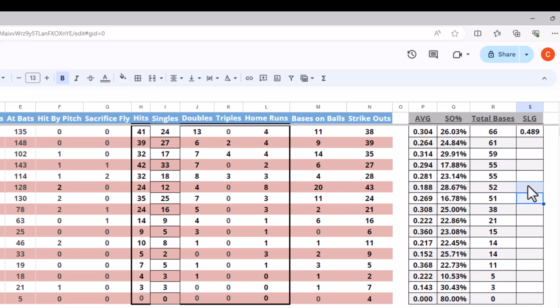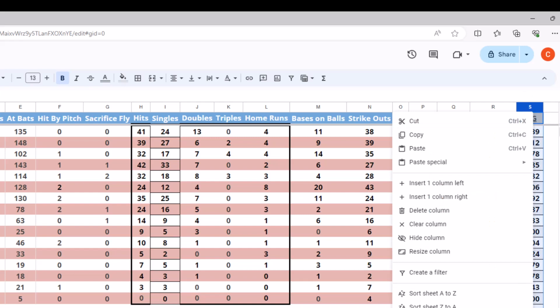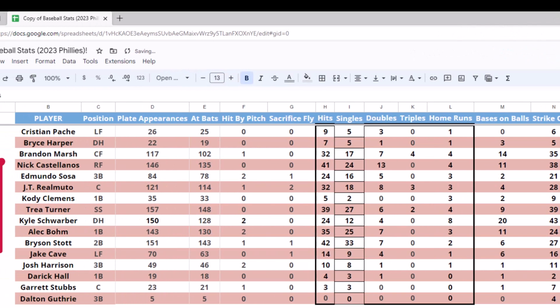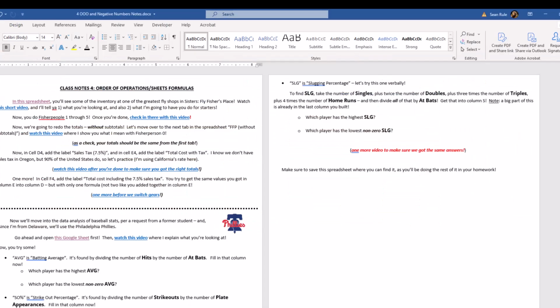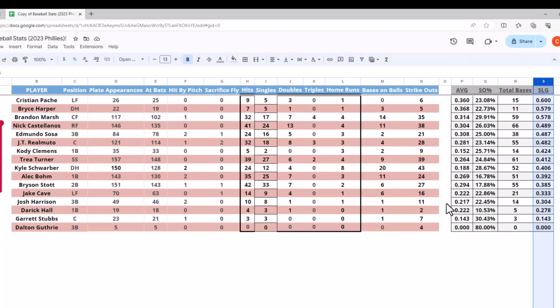And there we go. What the hell just happened? I lost my autofill. There we go, it's back. Who has the highest? Christian Patchy. And who has the lowest? Poor Dalton. But did I ask for non-zero? I did. I asked for the lowest non-zero. So we can leave Dalton alone. So the lowest non-zero would be Garrett Stubbs, the catcher, with 14.3% slugging percentage.